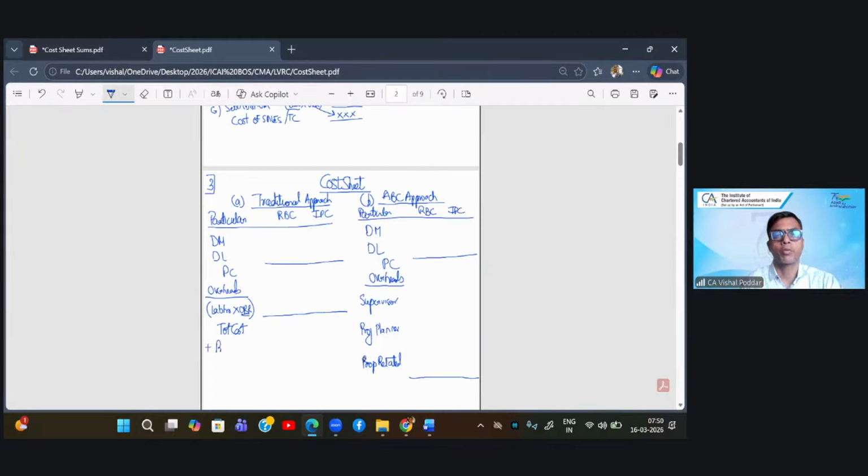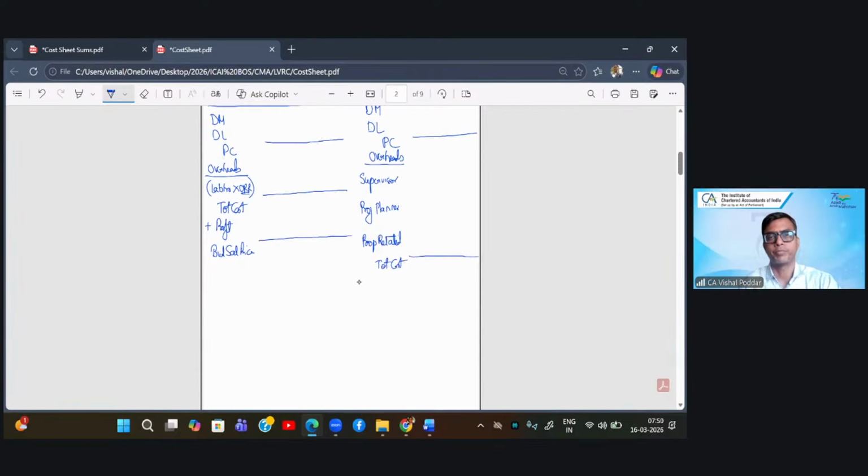To that, you'll add the profit margin. You'll get your budgeted sale price. Same here, total cost. To that, you add profit margin. You get your budgeted sale price. Now see, this is the main answer, but for this answer, you need to do some working note.